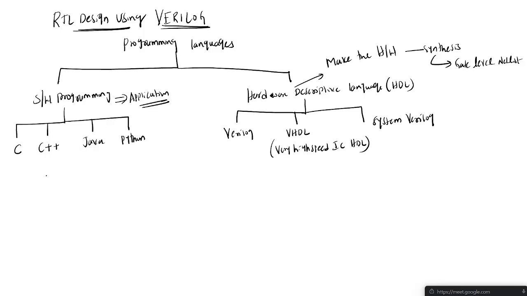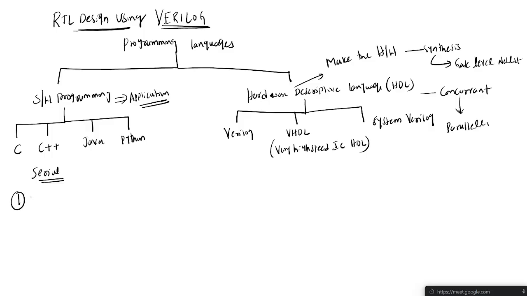And mainly, software is sequential, I mean serial in nature. Serial in nature means one instruction is executed after the other. And these HDLs are concurrent. Concurrent means they will be executed parallelly.